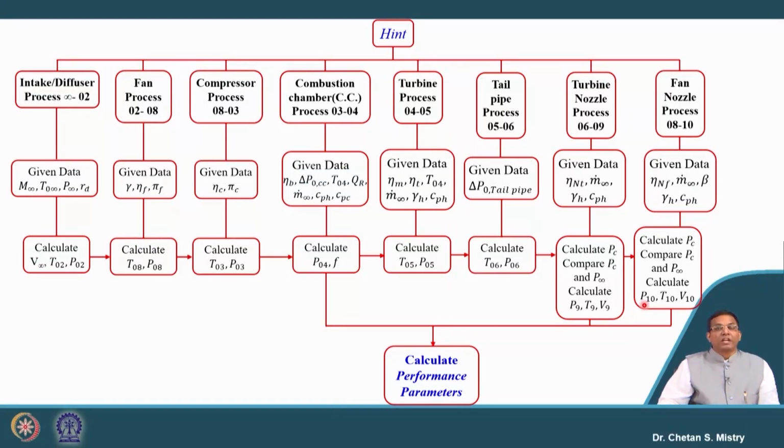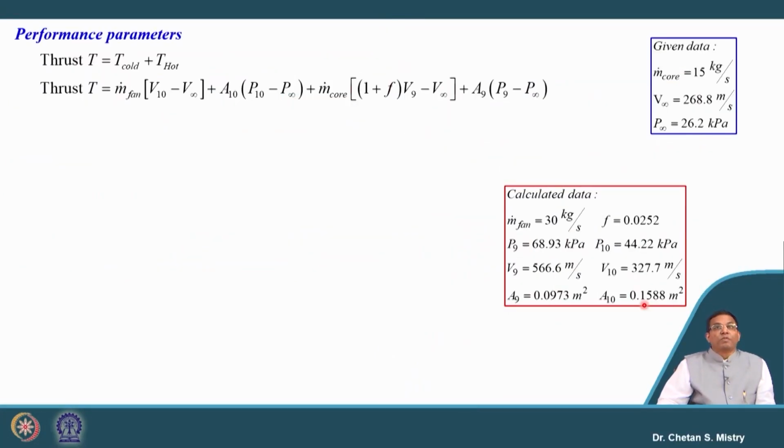Now, our next target is to calculate the performance parameters. So, let us start with these performance parameters. The very first performance parameter we have is our total thrust or net thrust. That is what we are representing by cold thrust and hot thrust. For the cold thrust we can write m dot f (V10 minus V infinity) plus A10 (P10 minus P infinity). Same way for the hot side we can write m dot core into (1 plus f) (V9 minus V infinity) plus area into (P9 minus P infinity).